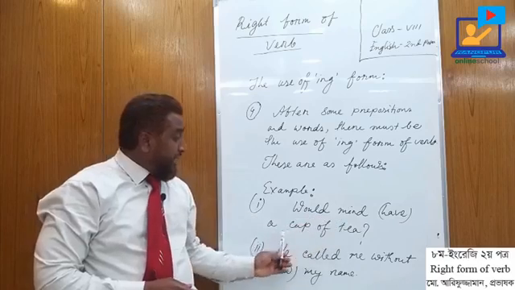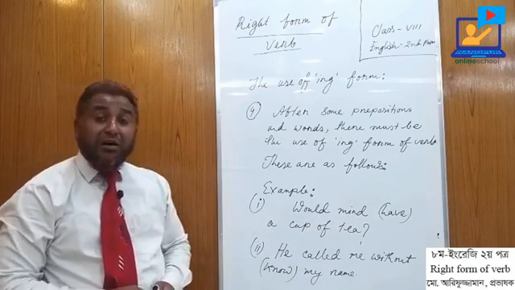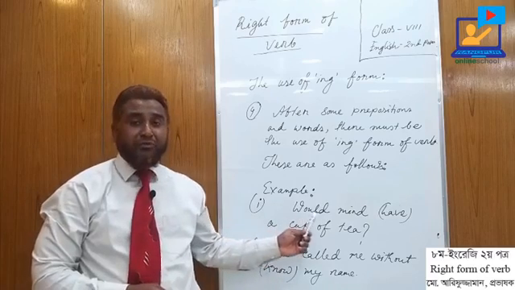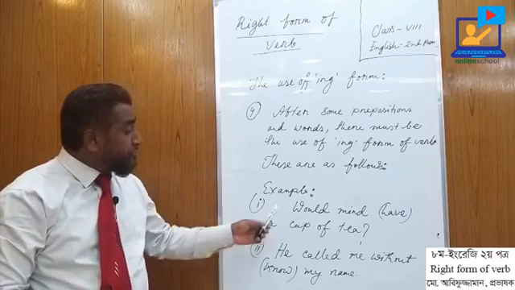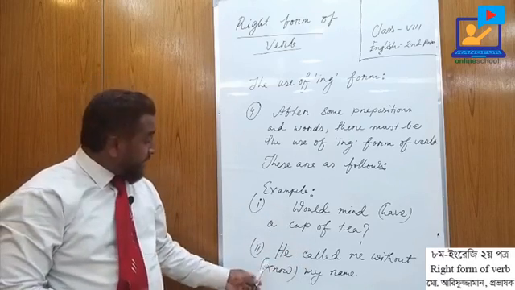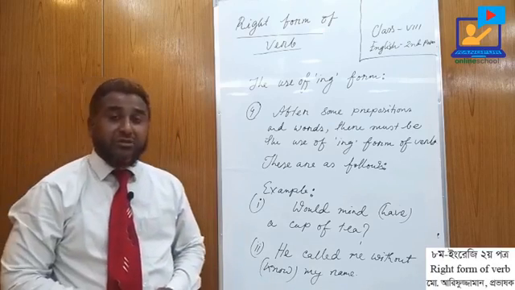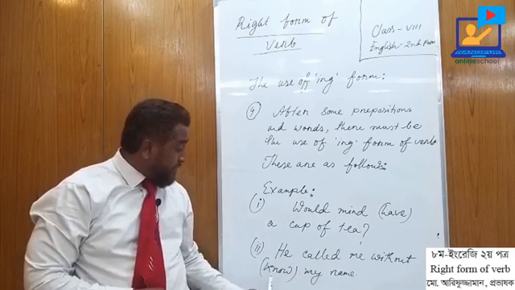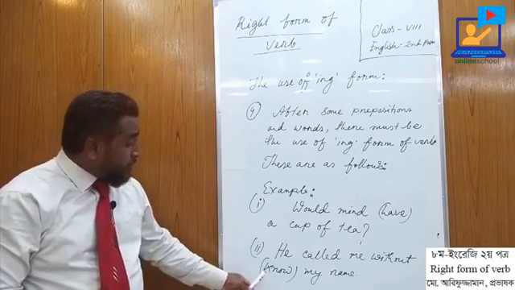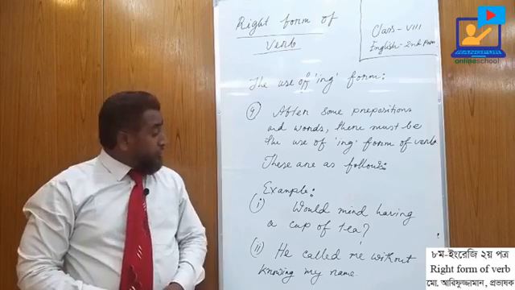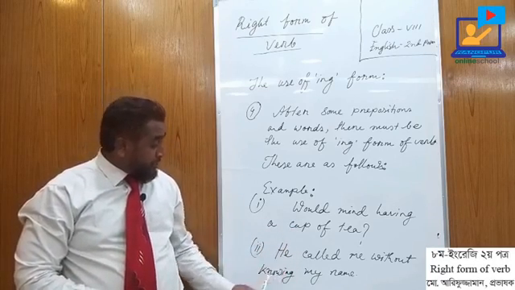Would you mind have a cup of tea? Here, in the sentence, before the verb, we find the use of would you mind. So, there will be the ing form of have, having. Would you mind having a cup of tea? And another example: he called me without know my name. Similarly, here we find without before the verb. So, know will be knowing. Take the solution in this way: Would you mind having a cup of tea? He called me without knowing my name.